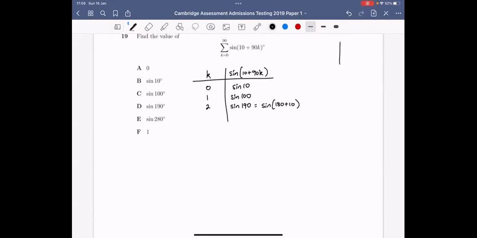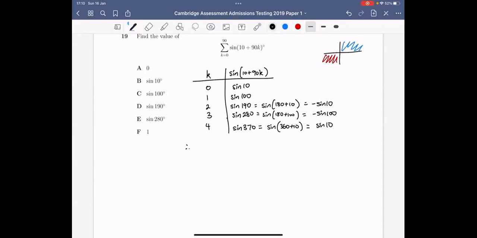If you think about it, 190 is in the third quadrant, where sine is negative. So this is minus sine of 10. When this is 3, this is 280, but then a similar process applies again. This is minus sine of 100. And if this is 4, this is 370, which is sine of 360 plus 10, which gets you back to the first quadrant.